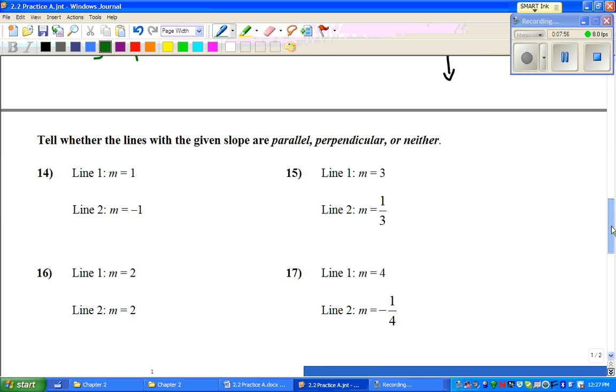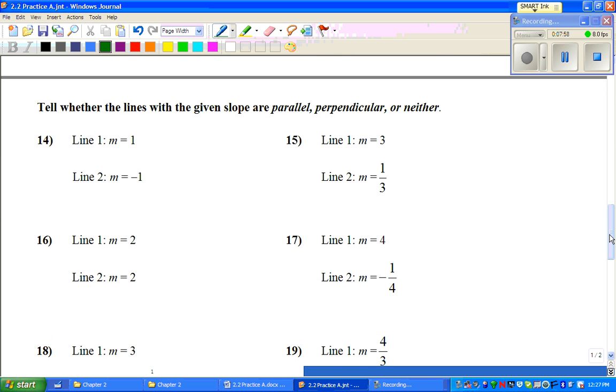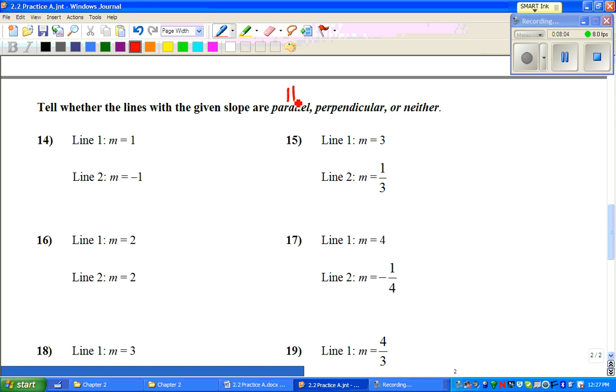Alright. Parallel, perpendicular, or neither? Okay. Parallel lines. For parallel, I'm going to use this symbol right here. So that's going to stand for parallel lines, okay? So here's what we know. Parallel lines, they always, always, always have the same slope.